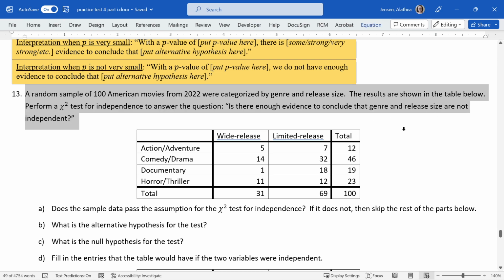So a random sample of 100 American movies from 2022 were categorized by genre and release size. The results are shown in the table below. Perform a chi-squared test for independence to answer the question, is there enough evidence to conclude that genre and release size are not independent?